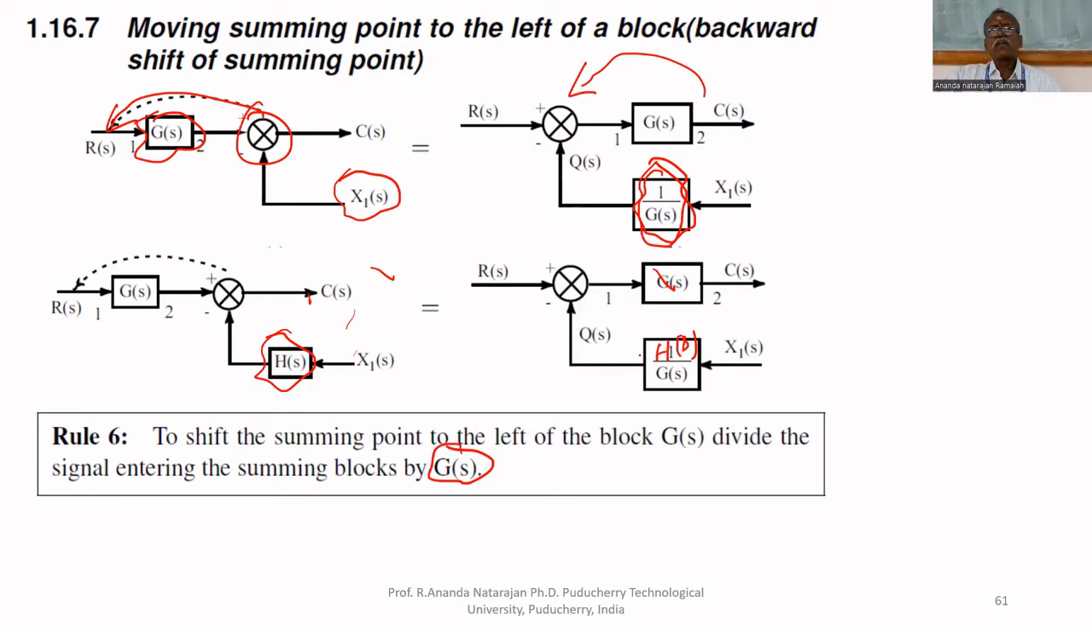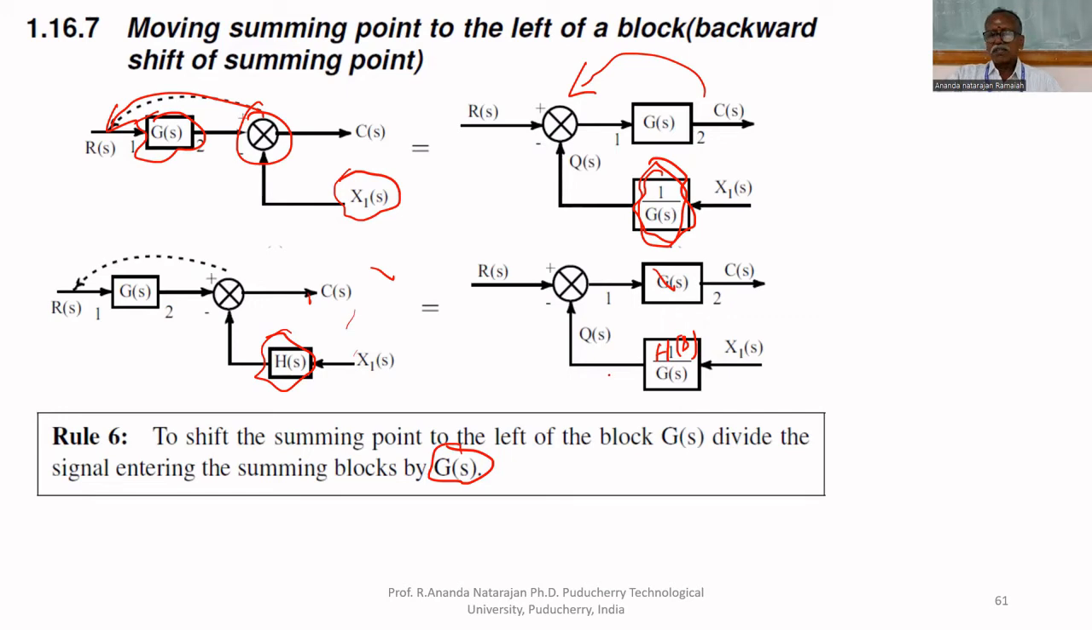These are the 6 rules. No need to memorize the rules. By looking at it, we can find them. From my explanation, you can understand the 6 rules easily. What is the first rule? If 2 blocks are cascaded, just multiply. If the 2 blocks are in parallel, just add or subtract, depending upon the sign.